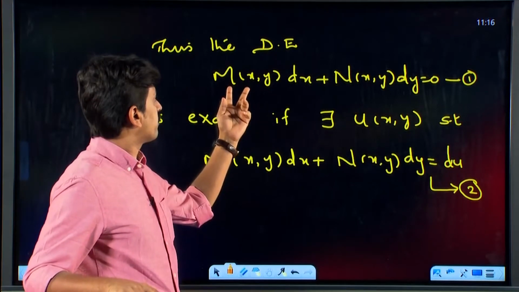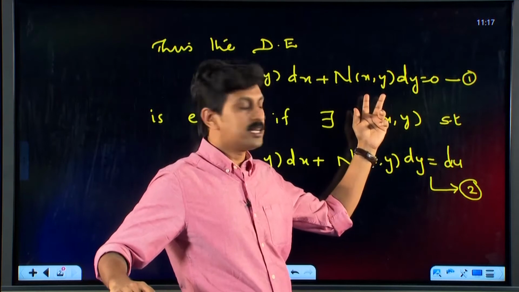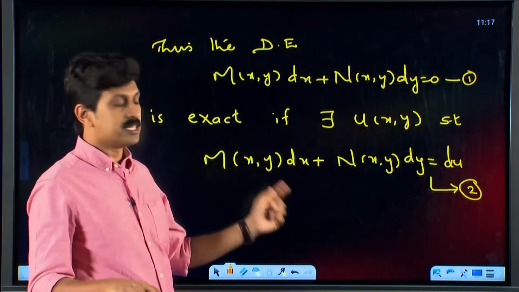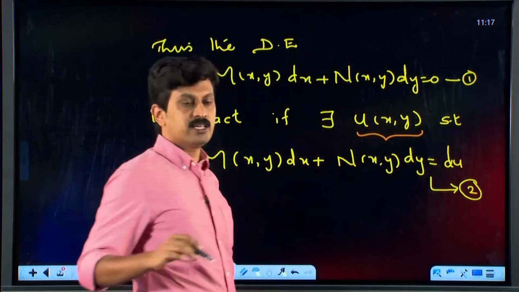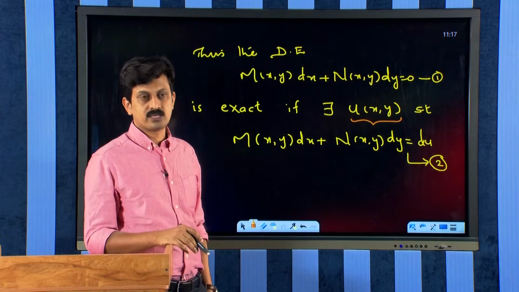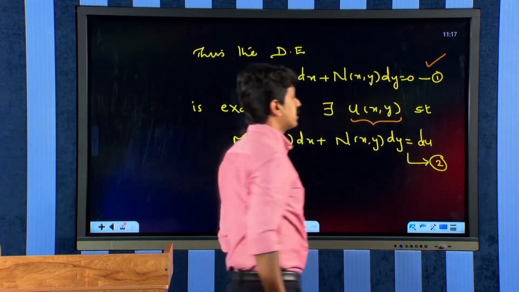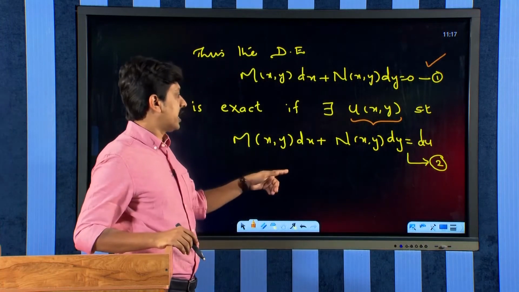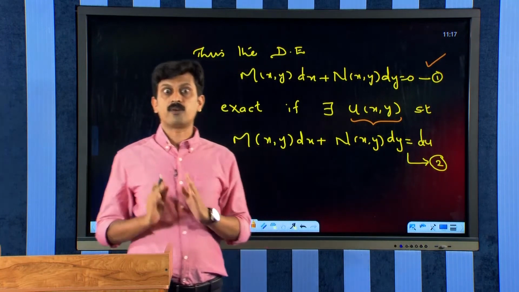Here M is a function of x and y, and N is also a function of x and y. This kind of differential equation 1 is exact if there exists a function u(x,y) such that M dx plus N dy is equal to du. That is, a differential equation of the form in equation 1 is exact if there exists a function u of x, y such that M dx plus N dy equals du. Here M, N and u are all functions in x and y.